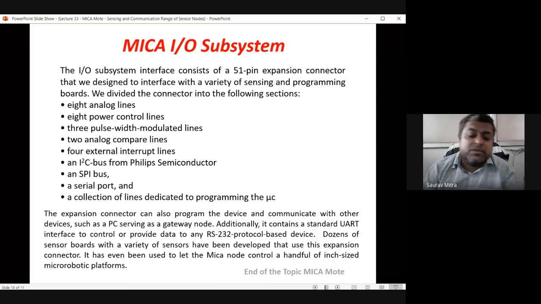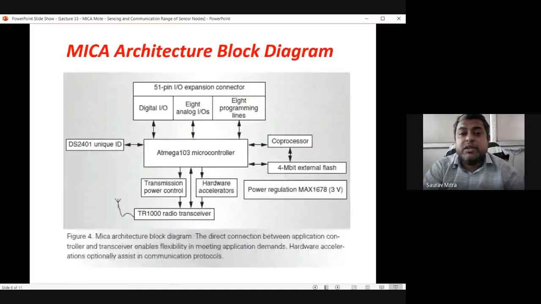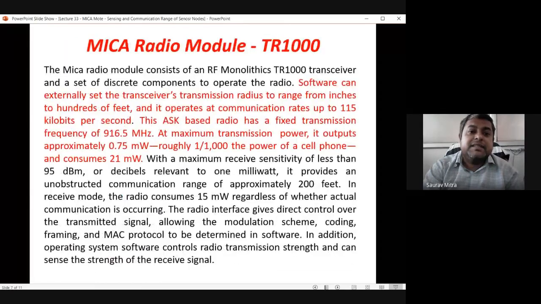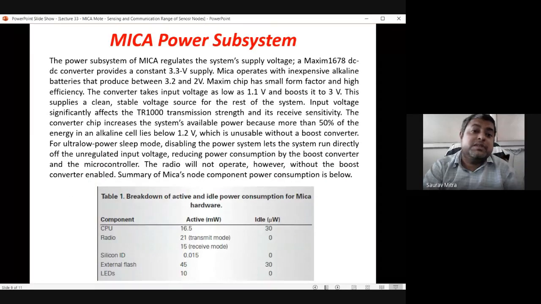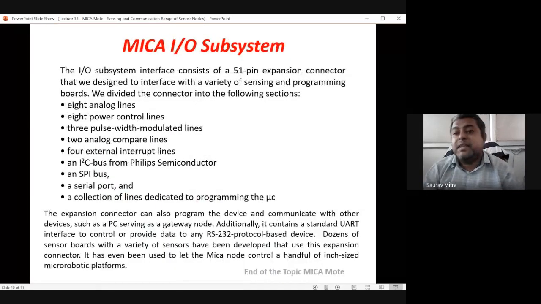So mainly we have explained five things. The first was the microcontroller architecture. The second was the radio module TR1000. The third was the flash chip or storage. The fourth is the power system. And the fifth is the I/O subsystem.